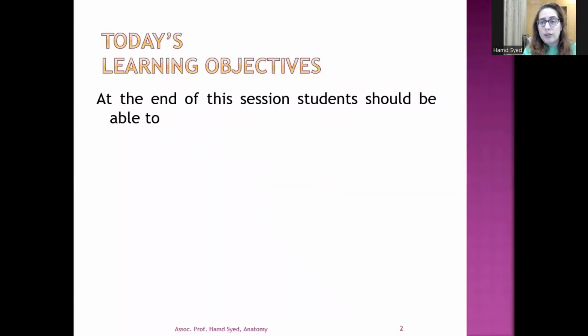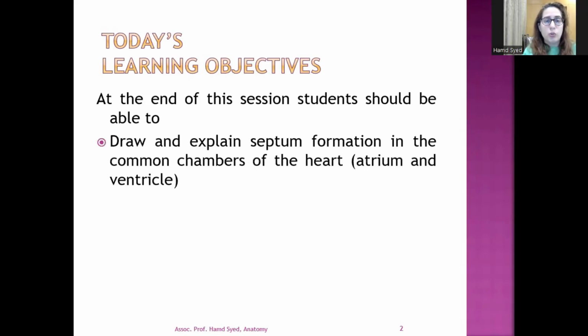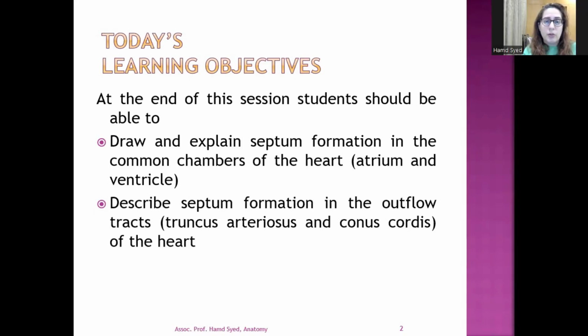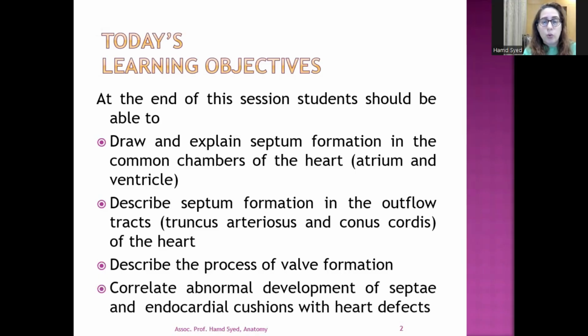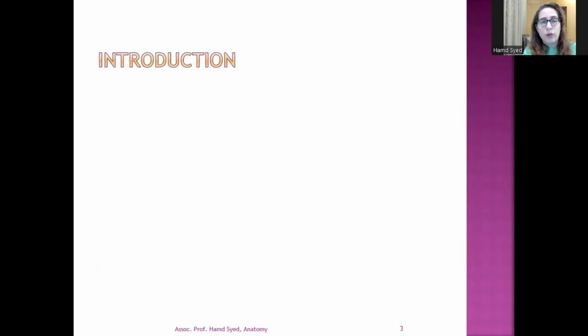So in today's session, the learning objectives are that at the end of the session, you should be able to draw and explain the septum formation in the common chambers of the heart, namely the atrium and the ventricle. And also we shall discuss septum formation in the outflow tracts, that is the truncus arteriosus and conus cordis regions of the heart. And also we're going to discuss the process of valve formation and then correlate the abnormal development of septae and endocardial cushions with heart defects. So these are our learning objectives for today.